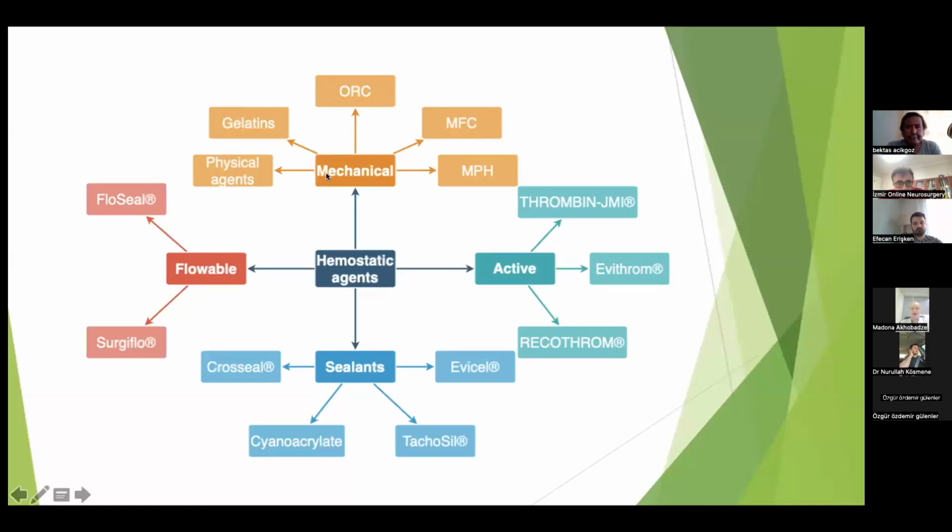You can see here, mechanical includes physical agents, gelatins, oxidized regenerated cellulose, microfibrillar collagen, and microporous polysaccharide hemospheres. Then active includes different thrombin products. Sealants, as you know, are different types of fibrin sealants, Evicel, Tachosil, cyanoacrylate, and Crosseal. Then flowable agents include FloSeal and Surgiflo. And in addition, I will also be mentioning some coated patches.